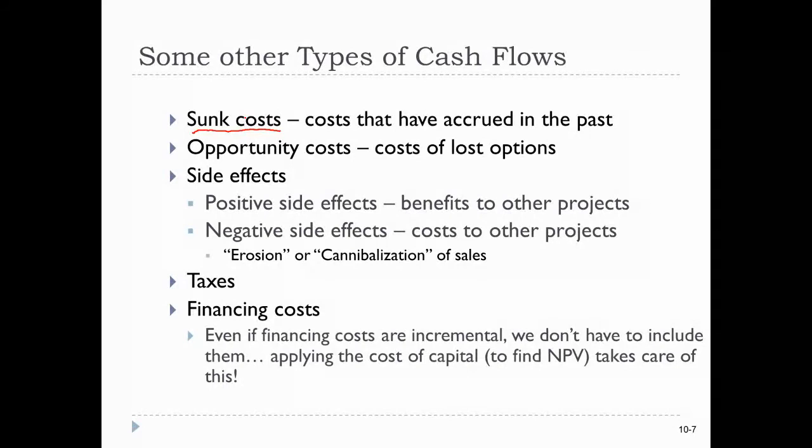Last year, we spent $50,000 to hire an engineering firm to survey the site and see if it's possible to build a factory on the land that we have. Well, it's certainly related to the project, but the thing is, it's not incremental. If we choose to proceed with building the factory, we've paid the engineers $50,000. If we choose not to proceed with the factory, we've still paid the engineers $50,000.